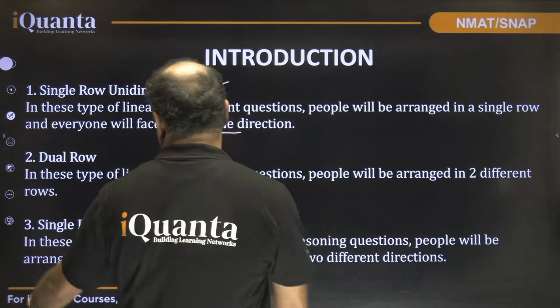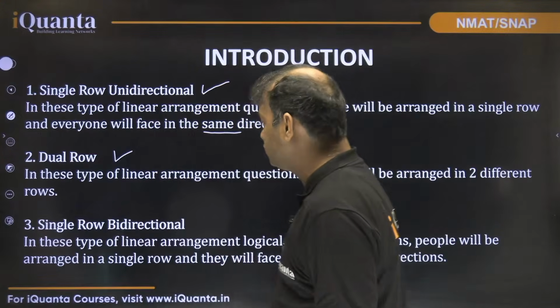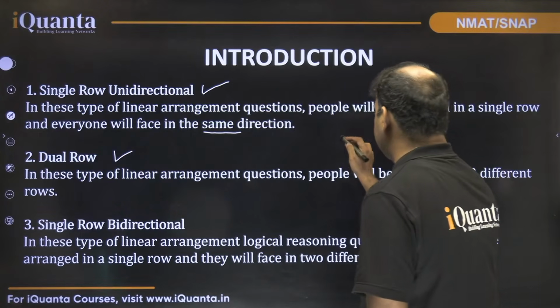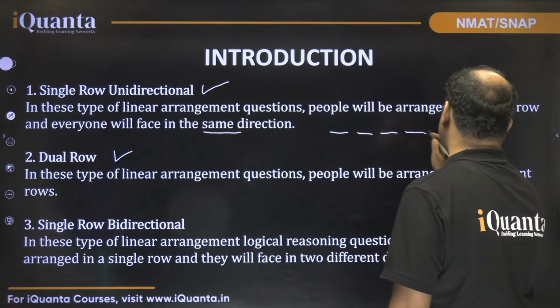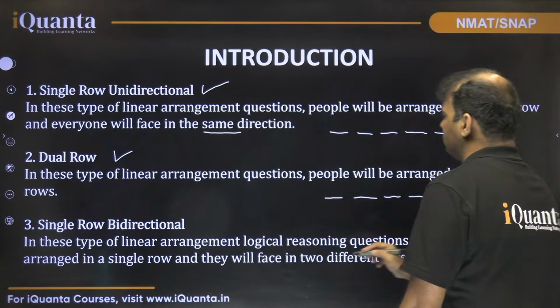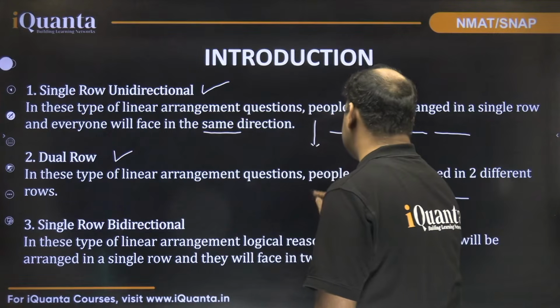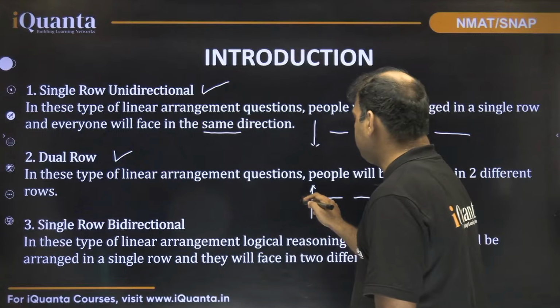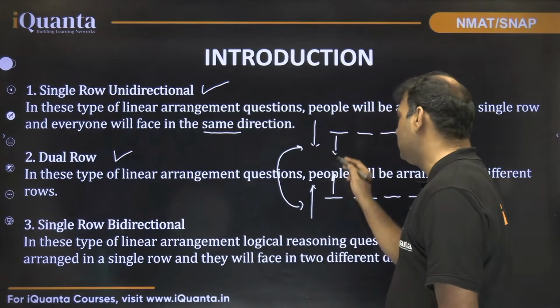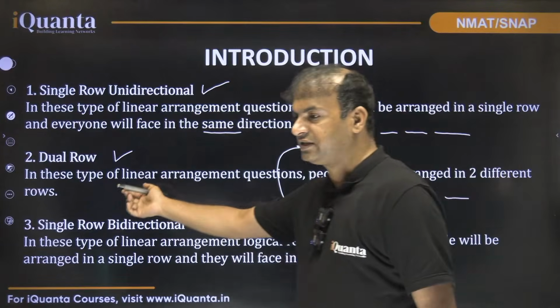Alright, guys, the second arrangement is a dual row. What happens in dual row is that there will be two different rows. Let's say this is one row, okay, and this is the second row, okay, and these people will be facing south and these people will be facing north, and they will be facing each other, right? All of these people sitting in the different rows will be facing each other. So this is the example of the dual row.